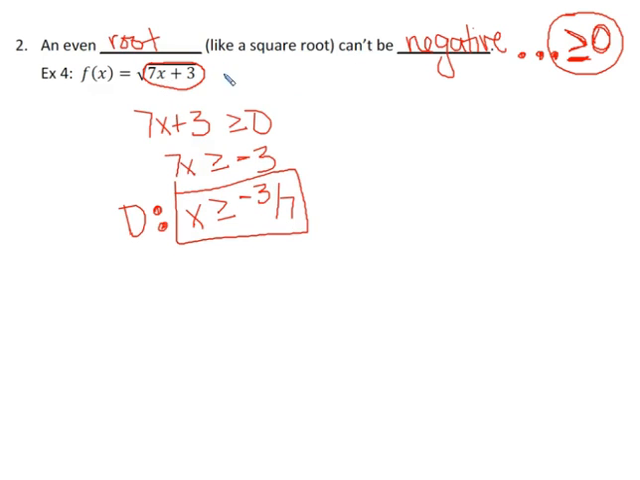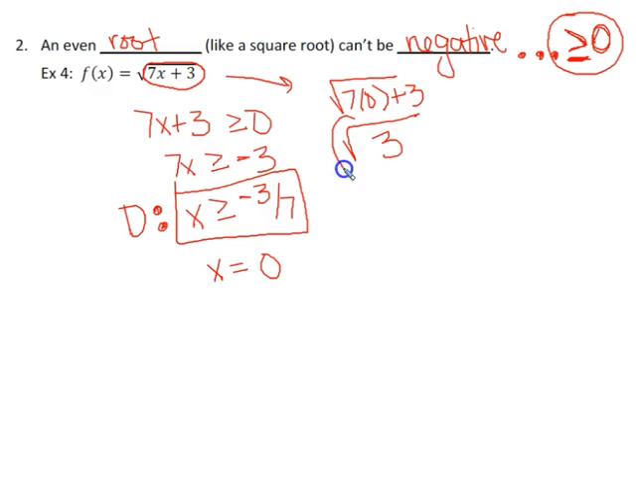Now, if I were to try to give an example of this, I'm going to pick an x value, maybe of, I don't know, we'll say 0, because 0 is greater than or equal to -3/7. So if I put in 0, I get the square root of 7 times 0, which is 0, plus 3, which gives us 3. I can actually do the square root of 3 because this number is not negative.